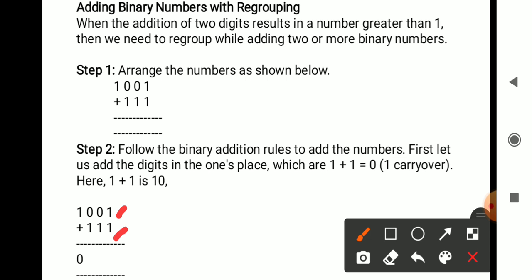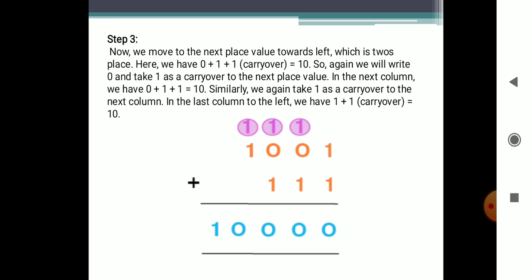As we have seen in the binary addition rules, 1 plus 1 results in 1 0. That means 0 is the result with a carryover of 1. So we put the result 0 here and a carryover of 1. So the next step, moving on to the next left side digit, 0 plus 1.